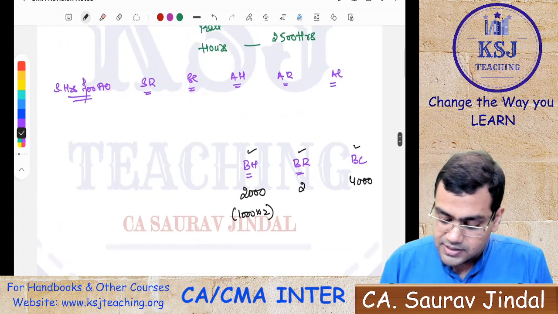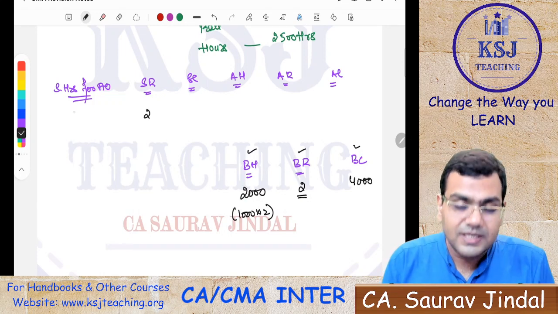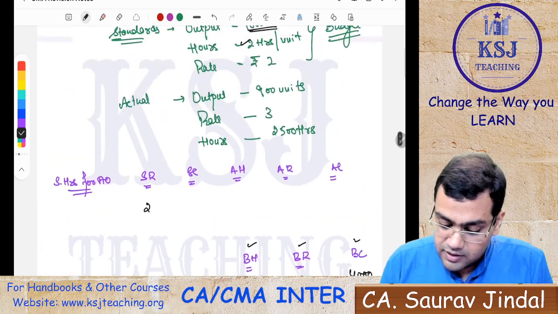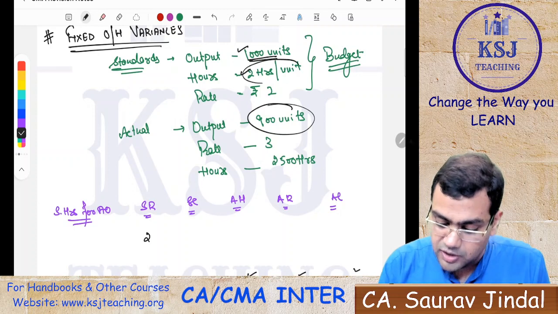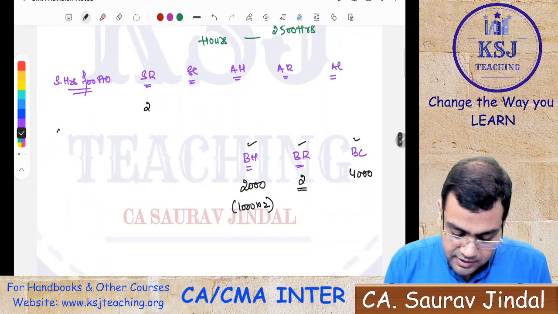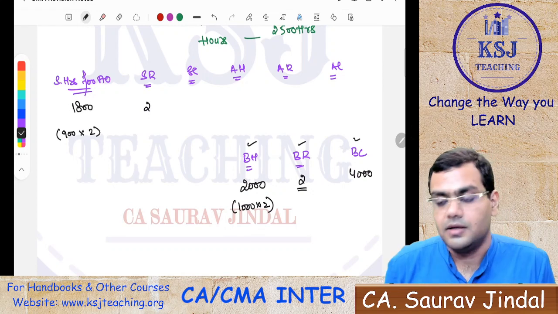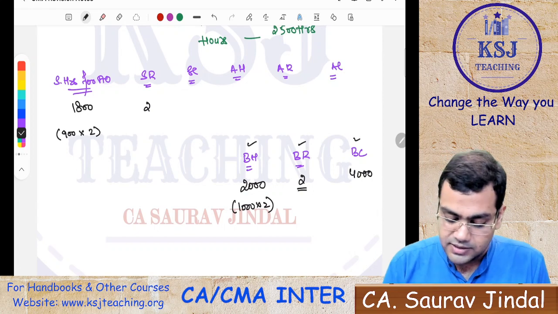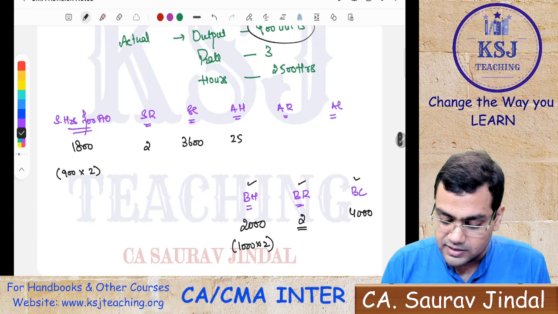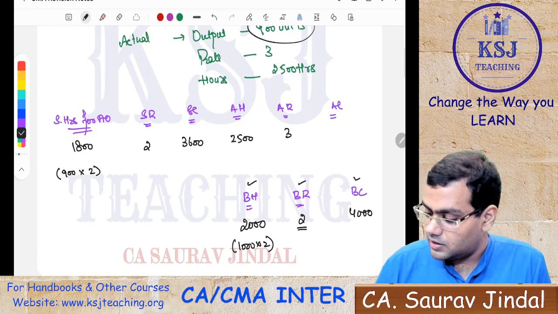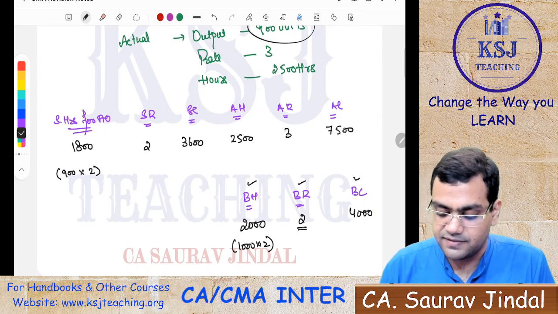The next step is that the budgeted rate and the standard rate will be the same. Now you can calculate standard hours for actual output. What is your actual output? 900 units. What is the standard hours per unit? 2 hours per unit. So the standard hours are 900, the actual output, multiplied by 2, that is 1800. What is your cost here? That is 3600. What are the actual hours taken? 2500 hours. What is the actual rate? 3 rupees. So the actual cost is 7500.